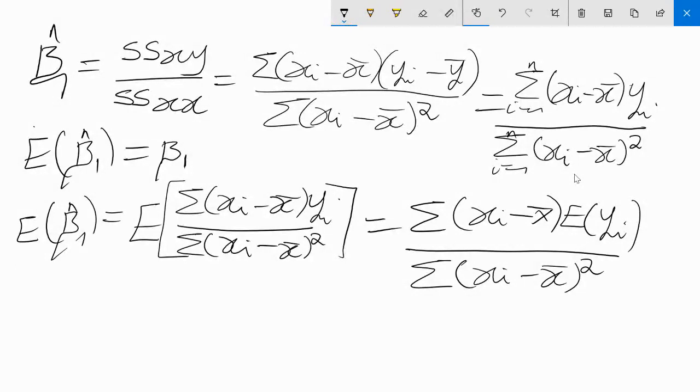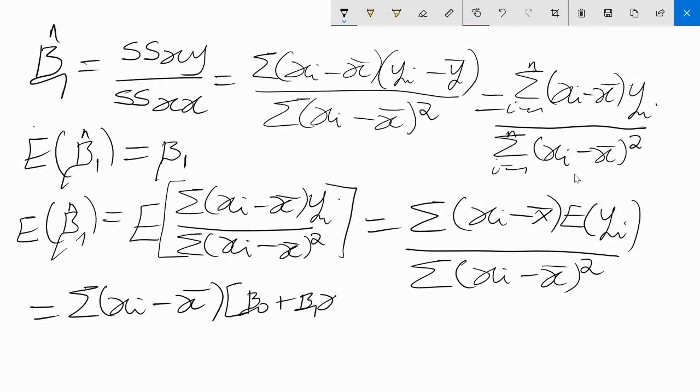Then from here we have this part, which is the constant, multiplied by the expected value of y, and we know that the expected value of y is beta 0 plus beta 1 xi. We all know this. Divided by this, which is the summation of xi minus x bar squared.